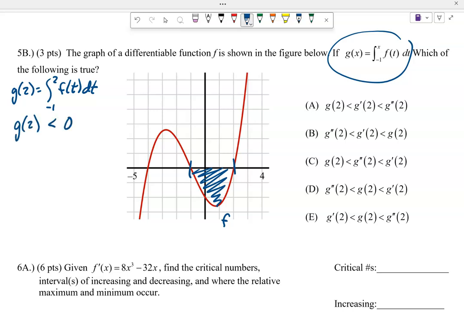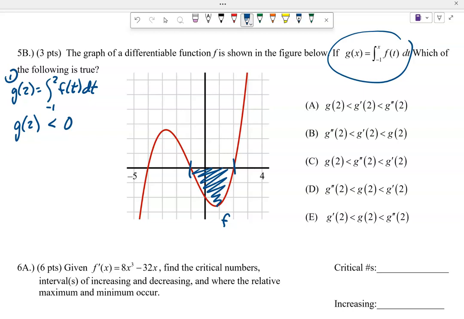It's going to sum up all those rectangles and have a negative functional height, and it's going to be negative, right? Remember, if it's below the x-axis, if we're finding the area, we'd have to take the absolute value of that, right? So we know that's negative. G of 2 is negative.